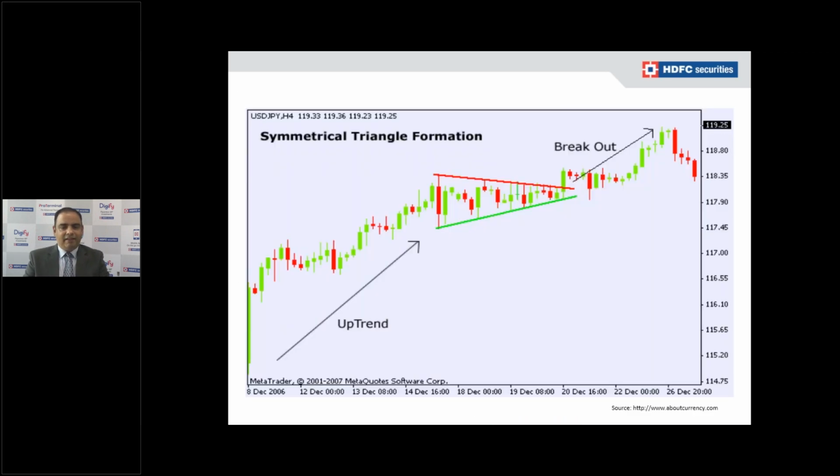You can see how a symmetrical pattern forms in a chart. If you are a chartist, you can see many such patterns during an uptrend. This is one of the patterns. You can see in the red line and green line, prices moving in a consolidation pattern for many periods until it breaks out on the upper side and the trend continued. Here it was an uptrend, it moved into a consolidation band, then broke out, then the trend continued.